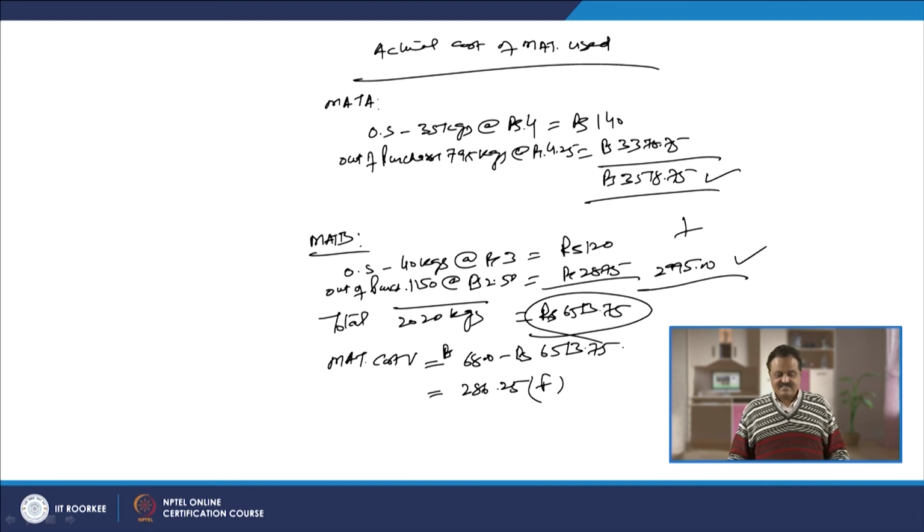The remaining variances we also have to calculate for this problem, that is the material price variance, material usage variance, material mix variance and the material yield variance. I will do and discuss that in the next class.